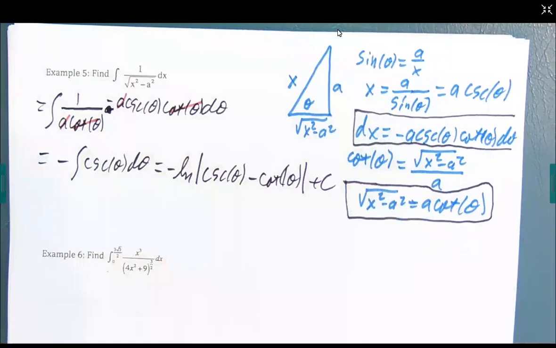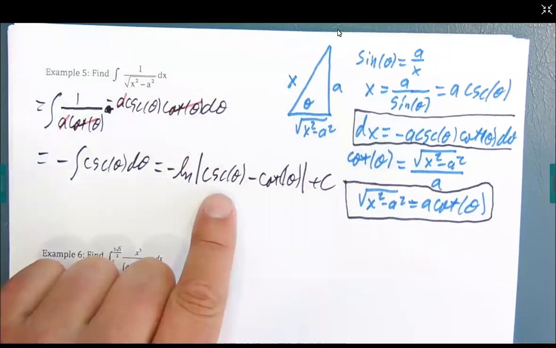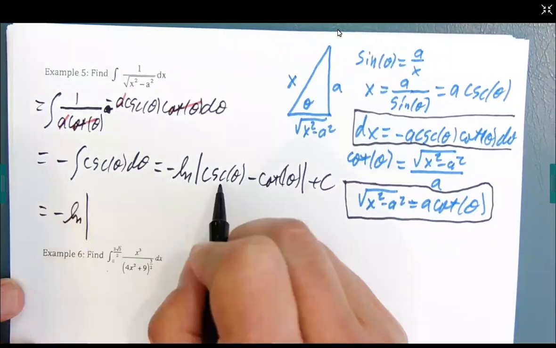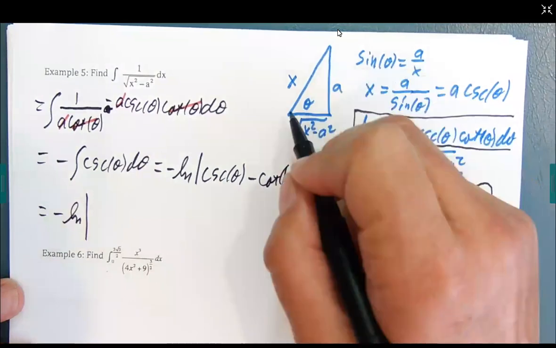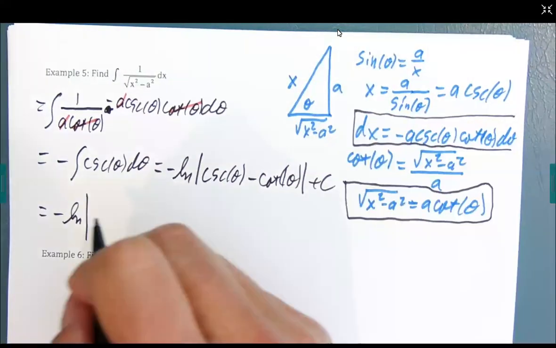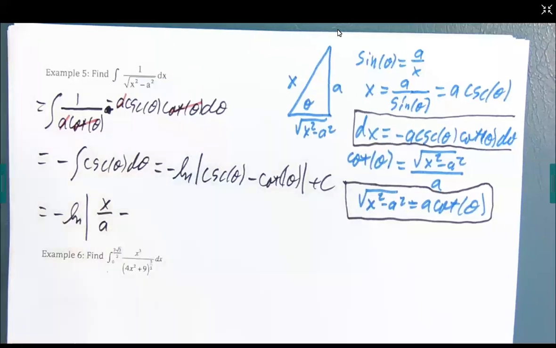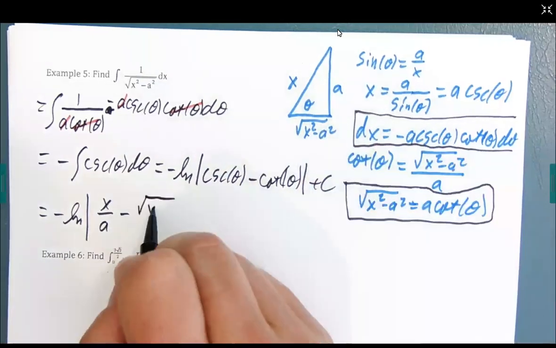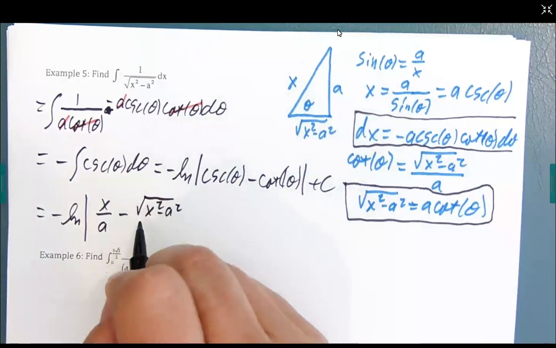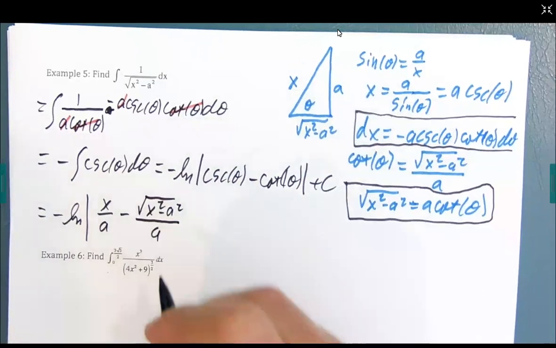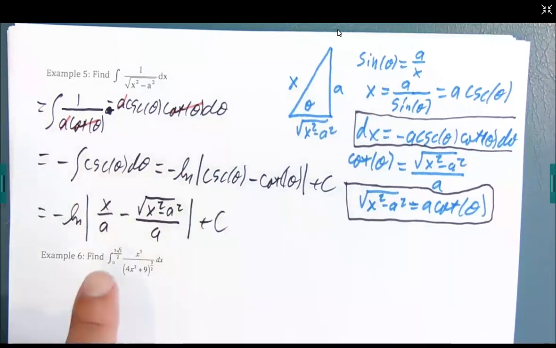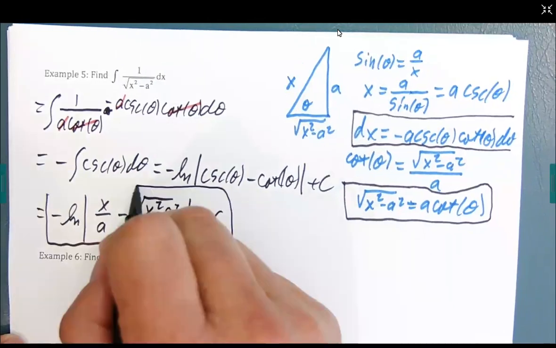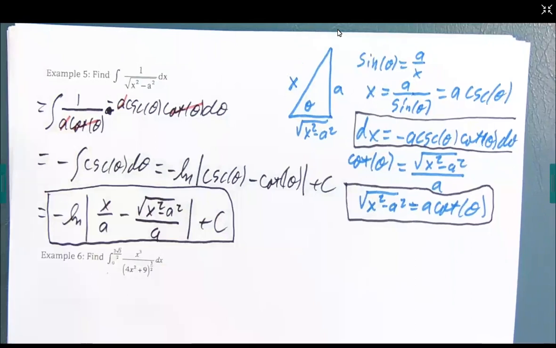Now we've done the integral, but we still need to transform this back into x. So let's be real careful as we do this. Negative ln absolute value. Cosecant is the hypotenuse over the opposite. So that's x over a. Minus, and cotangent is the adjacent over the opposite. And you could rewrite this as a single, because they already have a common denominator, or you could just stop there. Both work. And there you have that one.